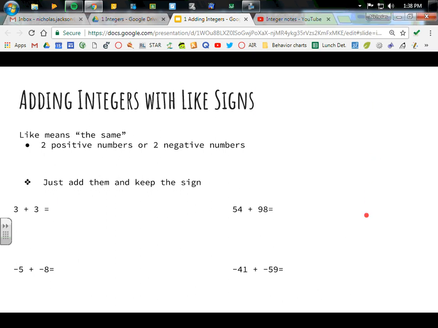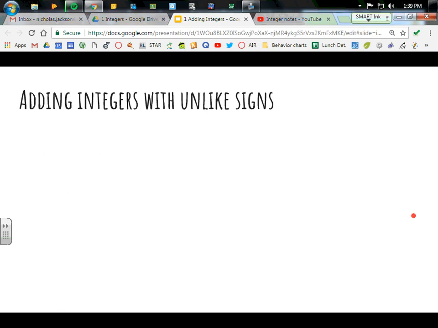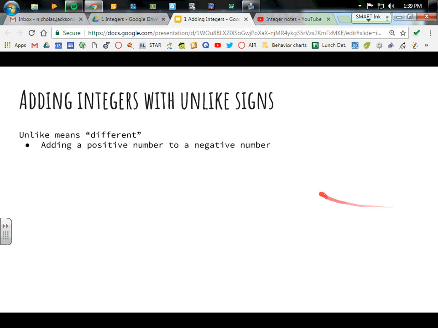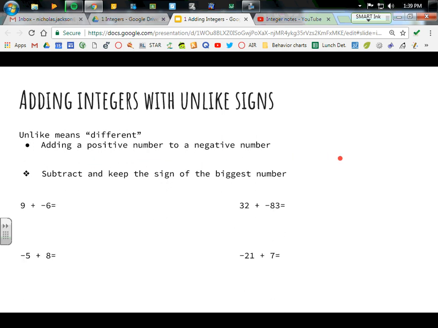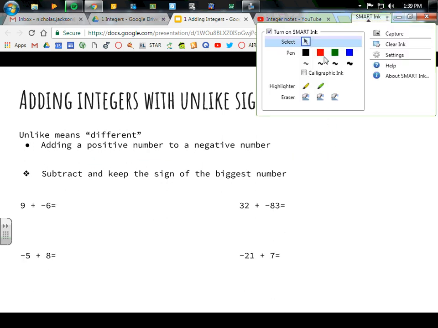All right, so moving forward, what about adding integers with unlike signs? So unlike means different, so we will be adding positive numbers to negative numbers. In cases such as this, you will subtract, and you're just going to keep the sign of the biggest number. Here's a few examples we're going to go through.